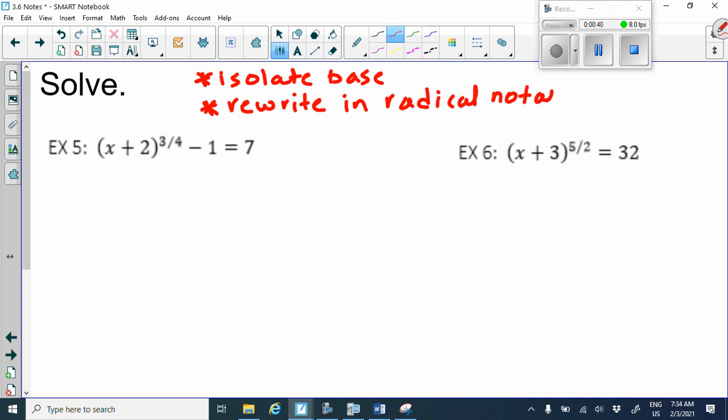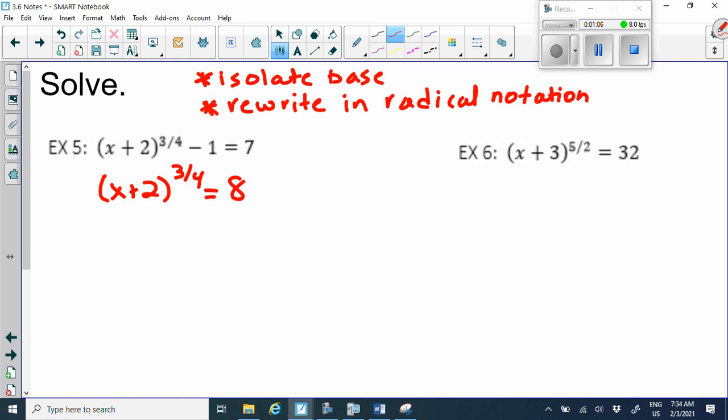So when we tried to isolate the base last time, we divided to get rid of the number in front. Here we don't have that, but we do have that -1. So I need to add 1 to both sides, and I'll get 8. So now that my base, which is going to be x plus 2, is isolated, I can rewrite in radical notation. Now notice here, this is where we can see that the 3/4 applies to both a variable and the number because it's in parentheses.